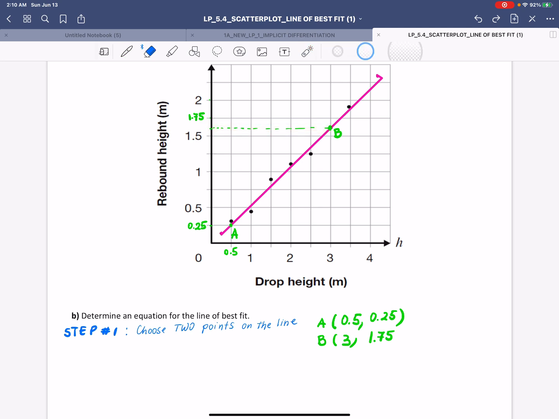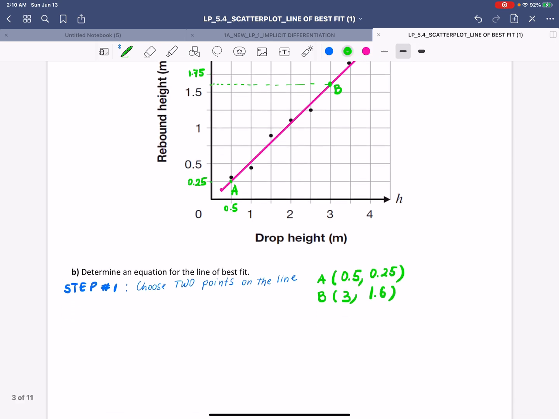So let me correct this. So 1.6, okay? So once you choose the 2 points, then this becomes a simple problem of finding the equation of a line between 2 points. So step 2.